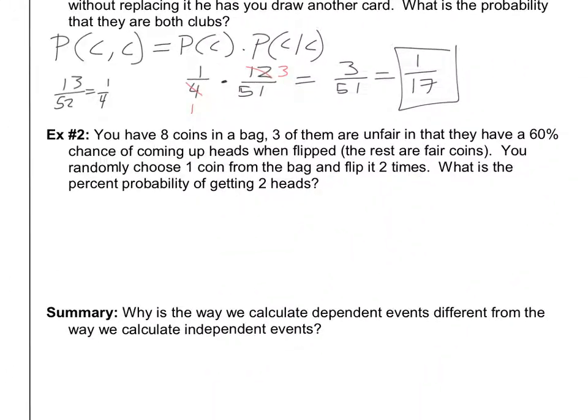So this one, oh, this is getting real interesting. You have 8 coins in a bag. 3 of them are unfair in that they have a 60% chance of coming up heads when flipped. The rest are fair coins. You randomly choose 1 coin from the bag and flip it 2 times. What is the percent probability of getting 2 heads?